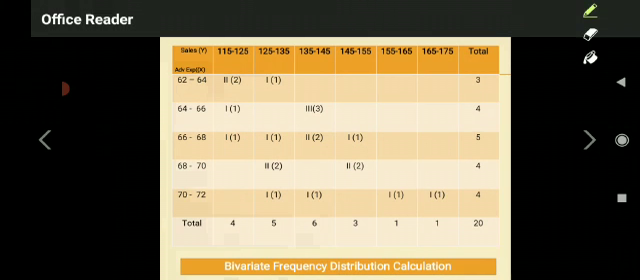Look at the 165 to 175 column and the 70 to 72 column. Here it is. Both 170 and 70 values are counted as 1. I hope you understood.